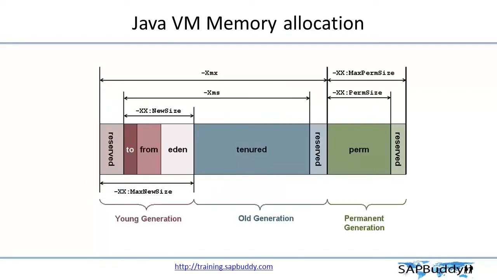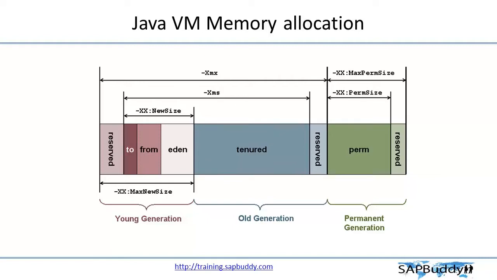Now let us see how the memory allocation works within the VM itself. These three main parts of the VM are young, tenured and permanent generations. That's what we have seen. So we have young generation, or we can say old generation, and permanent generation. So what is young generation, what is old generation, what is permanent generation? This we need to understand.